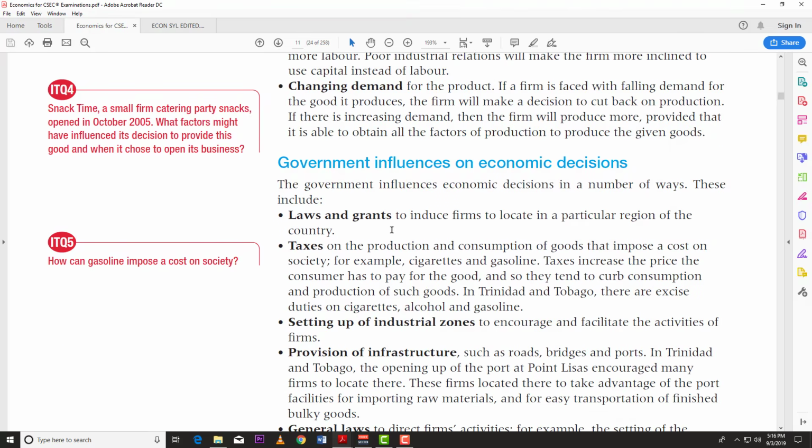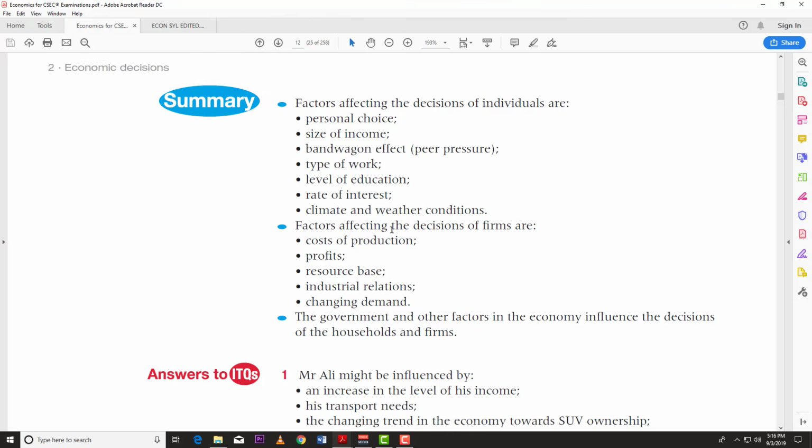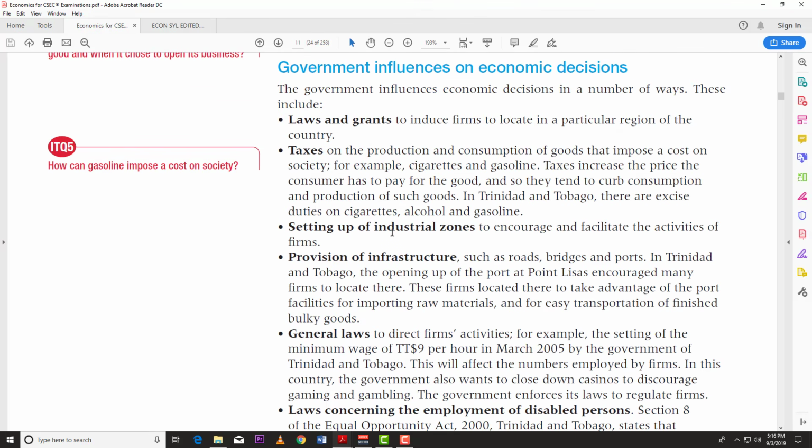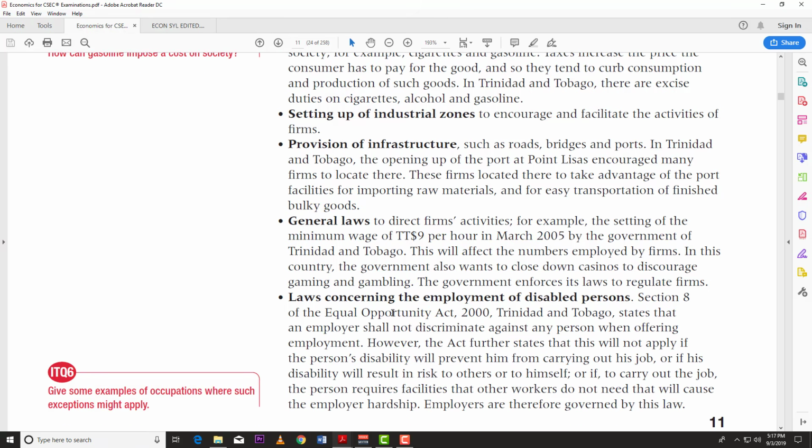Okay, so the last agent in the economy is, of course, the government. So what kind of factors influence the economic decisions of the government? The government influences economic decisions in a number of ways. These include laws and grants, taxes, setting up of industrial zones, provision of infrastructure, general laws concerning the employment of disabled people. So let's unpack a few of these.